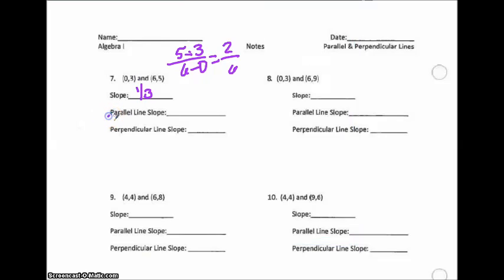Remembering what we're learning today, parallel lines have the same slope. So if the slope of the original line is 1/3, the slope of the parallel line is also 1/3. For the perpendicular slope, we've got to change the sign so it becomes negative, and we've got to flip the fraction. So 1/3 becomes 3/1, which is 3.